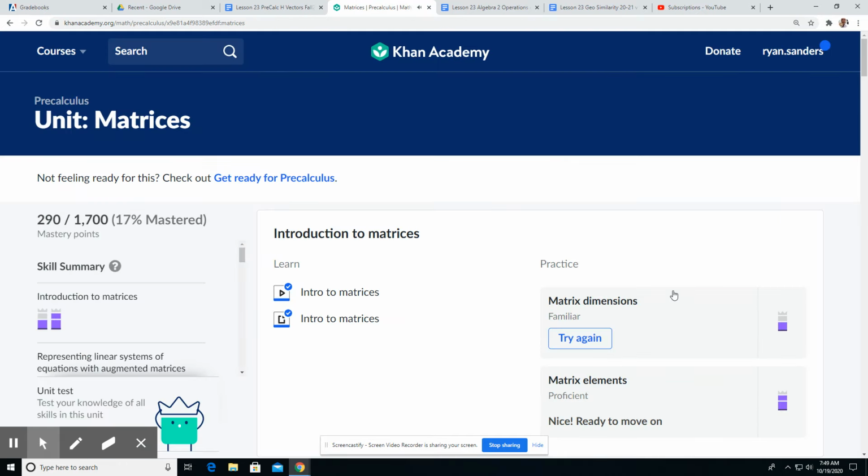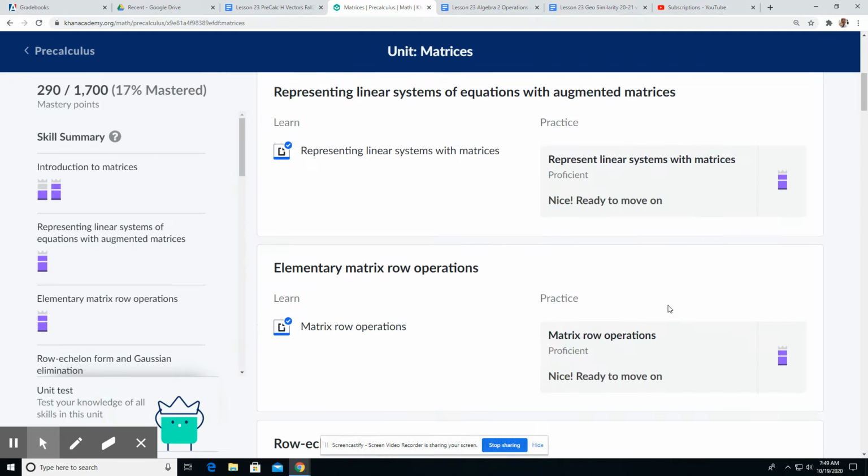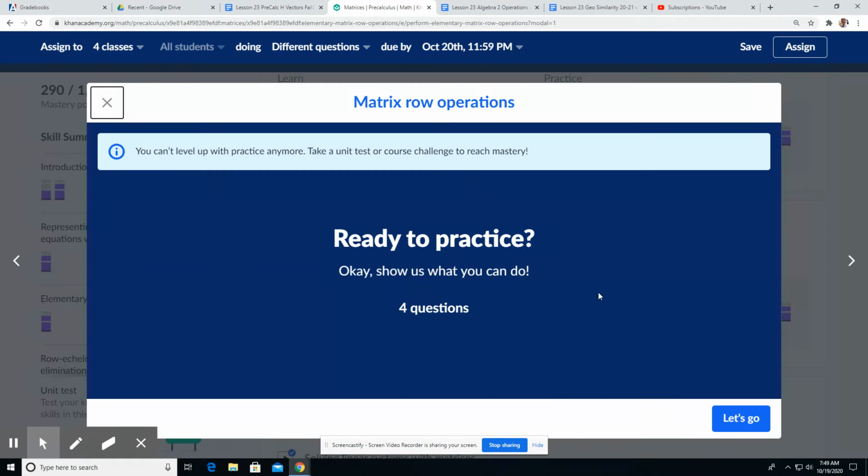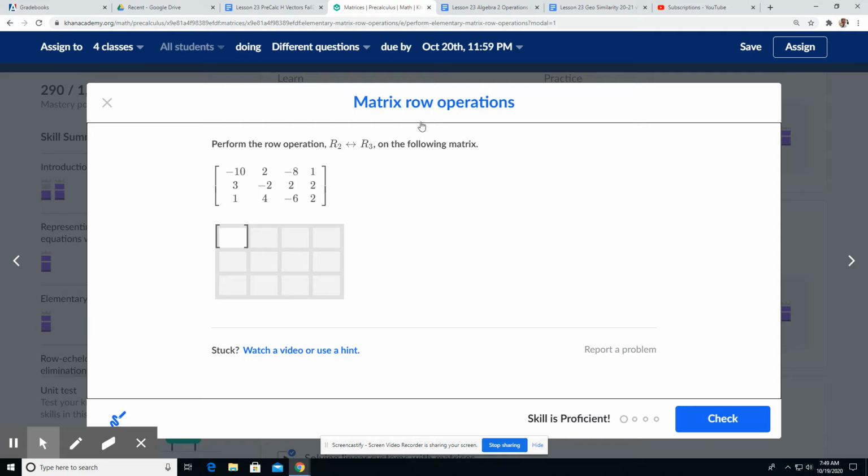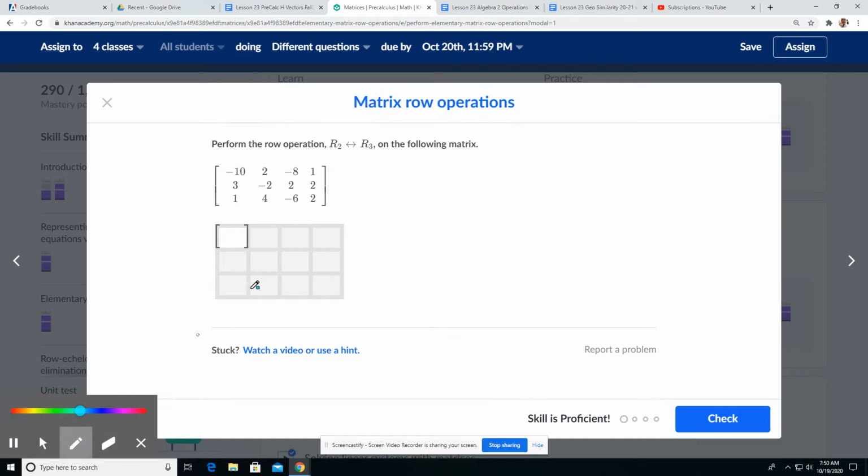Otra vez. We are doing matrix operations. Matrix row operations, but they're operations on a matrix. We always do it by row, so they're just kind of being redundant here. Row 2 and row 3 are switched. So there's our switch sign. So that's a switch, S-W-I-T-C-H. That's a switch sign, so I switch row 2 and row 3.